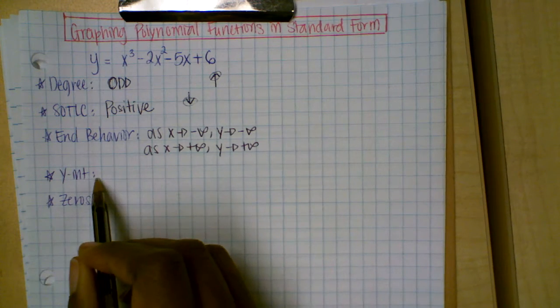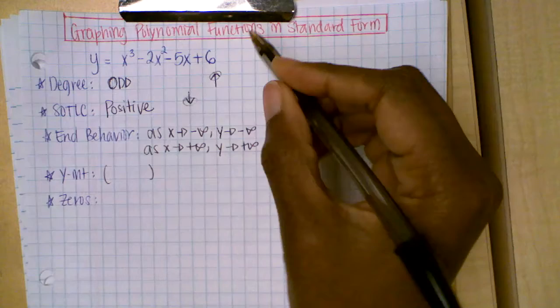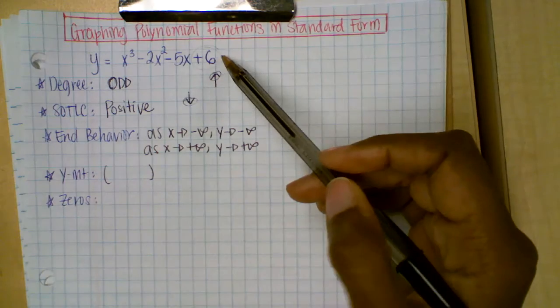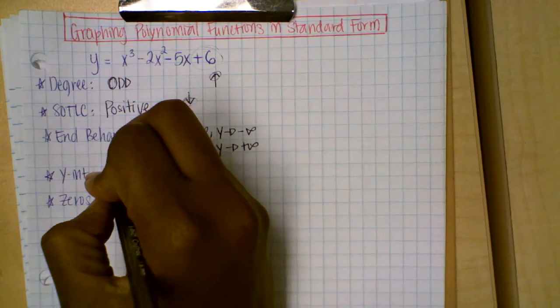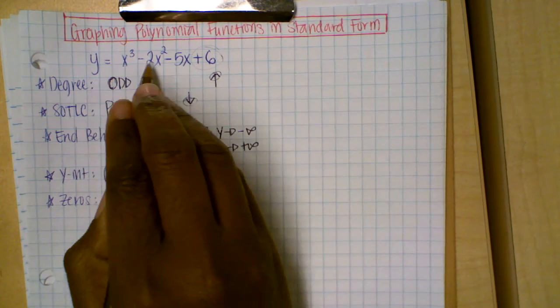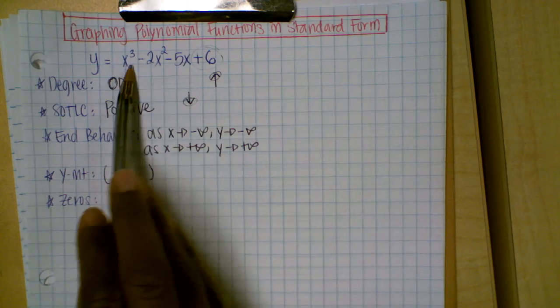So the y-intercept is going to be the number by itself. We call that a constant. And as you can see, the constant here is positive 6. If there's no constant, the y-intercept will be 0. Basically, it's when x is 0. So if you plug 0 into the x, everything cancels out except the 6.